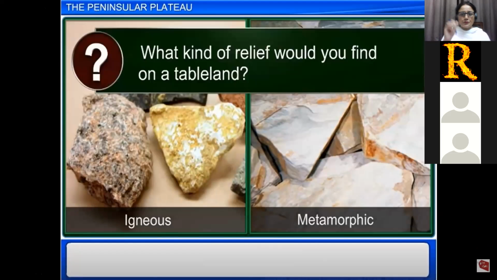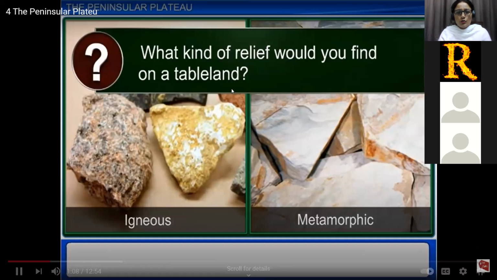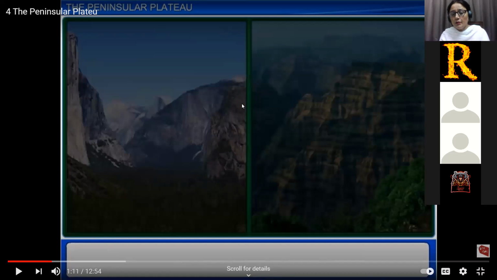What kind of relief would you find on a tableland? Do you think it would be a totally leveled area, a plain land, a fertile area? What do you think? No, ma'am, it wouldn't be a fertile land. The Slope Peninsula Plateau. Yes, speak up.